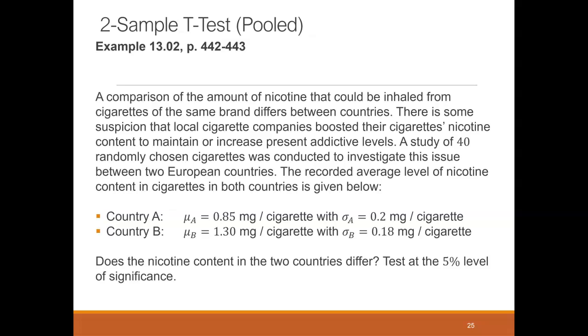So we want to know, okay, we didn't test all the cigarettes, we just tested a couple of them. Is it possible that I got two weird samples that look different, like one is low on nicotine, one is high on nicotine, but they're really still the same?